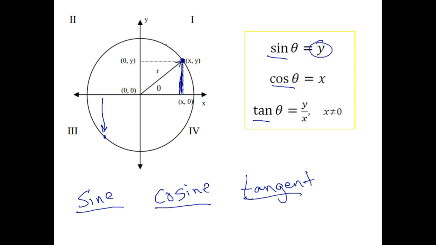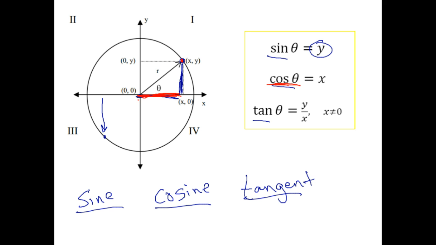The vertical component of the point on the circle. Where cosine corresponds with the horizontal, it corresponds with this piece right here. You know what, let's make it a different color. It corresponds with this red piece. Okay, cosine is this red horizontal piece. So at that point, how far are we to the right of the origin?